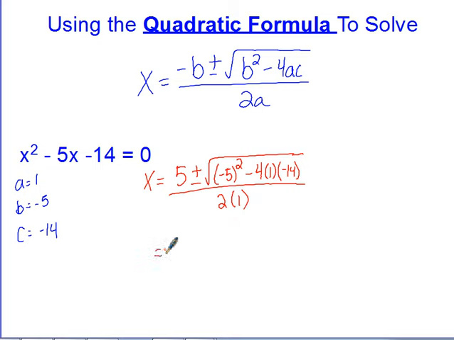So now, here's the thing, guys. Here's the way I tell my students to deal with this. I want you to deal with the radicand. So right now, deal with just the stuff that's underneath the radical. In your calculator, you can put it exactly the way we wrote it, but do not square root at this point, okay? So in the calculator, put negative 5 squared minus 4 times 1 times negative 14.